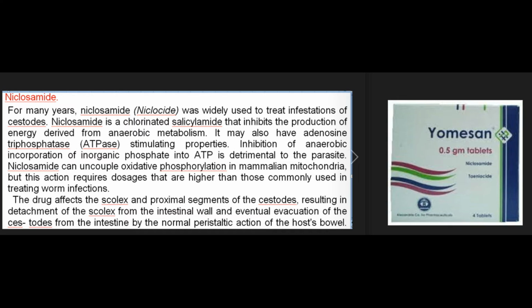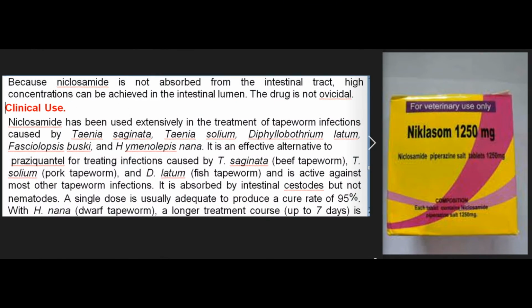in treating worm infections. The drug affects the scolex and proximal segments of the cestodes, resulting in detachment of the scolex from the intestinal wall and eventual evacuation of the cestodes from the intestine by the normal peristaltic action of the host's bowel. Because niclosamide is not absorbed from the intestinal tract, high concentrations can be achieved in the intestinal lumen. The drug is not ovicidal.